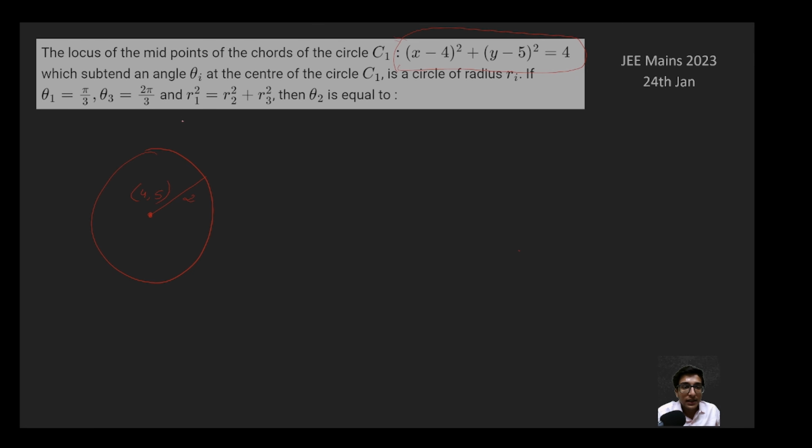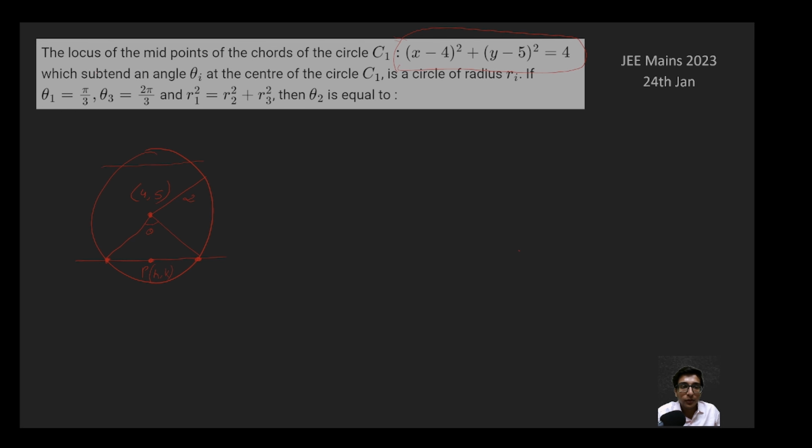Now they have told us that there are a lot of chords in this circle. Let's say this one or anywhere. So these chords subtend an angle theta i. So let us say for the timing that they are subtending an angle theta at the center. Let's say this angle that they've subtended is theta. And they've told us the locus of midpoints of these chords. So let's say this is our midpoint P, and let us assume this to be h comma k. So basically we have to find out the locus of h comma k.